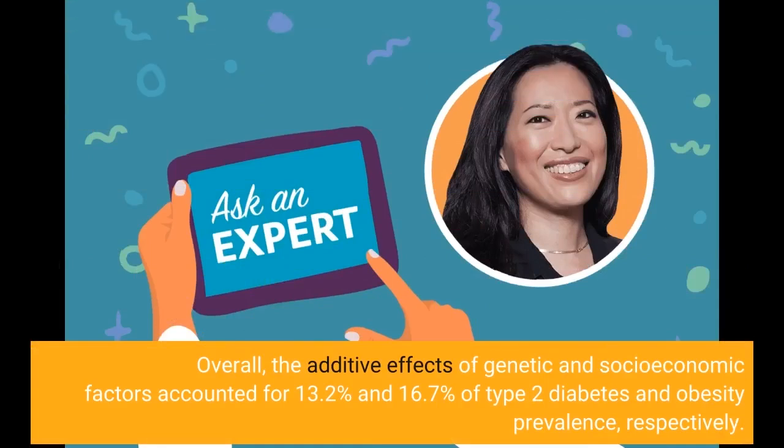Overall, the additive effects of genetic and socioeconomic factors accounted for 13.2% and 16.7% of type 2 diabetes and obesity prevalence, respectively.